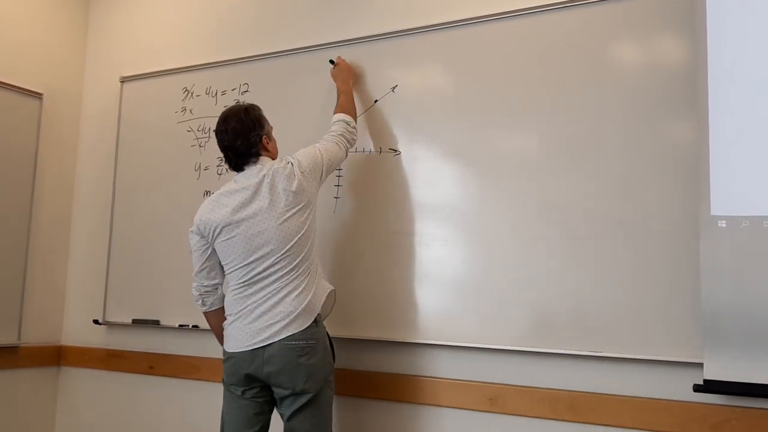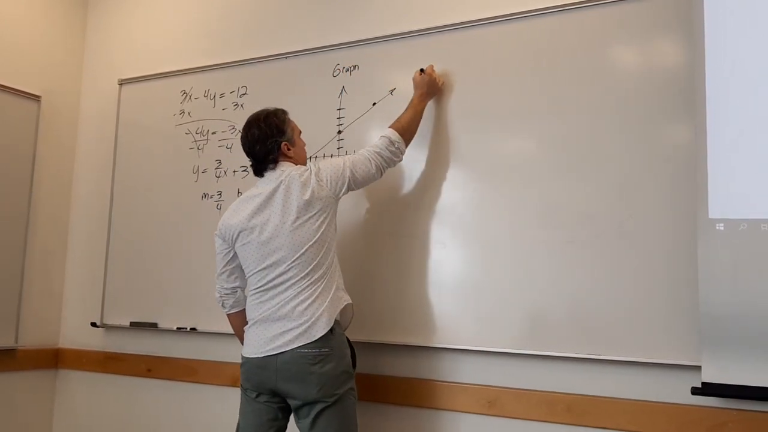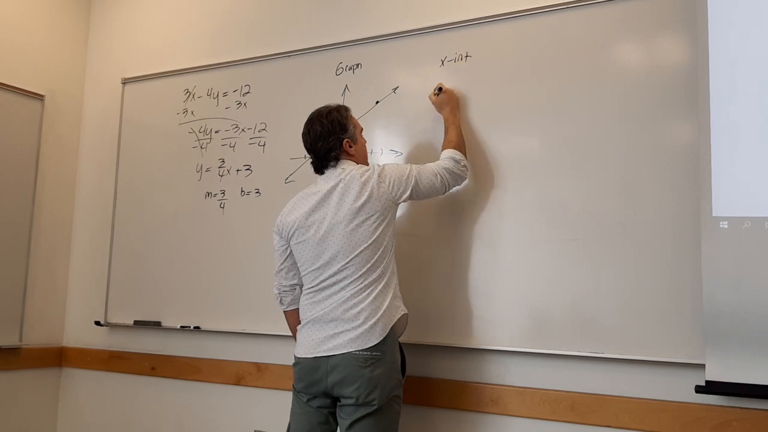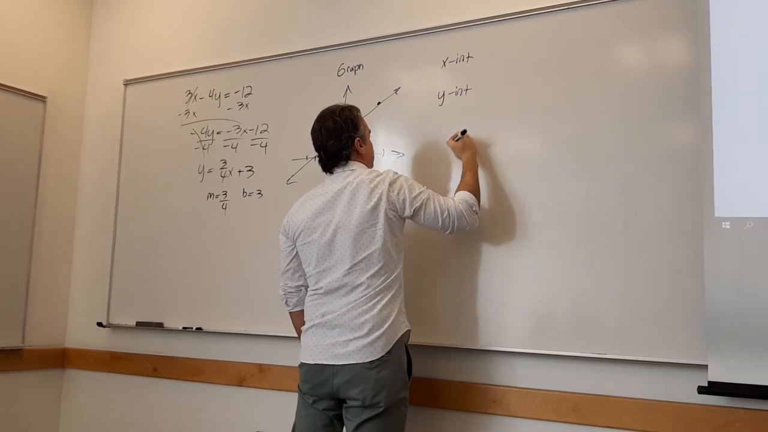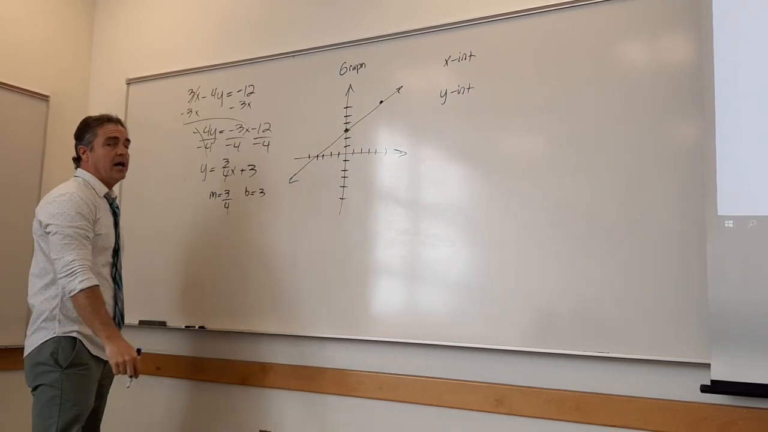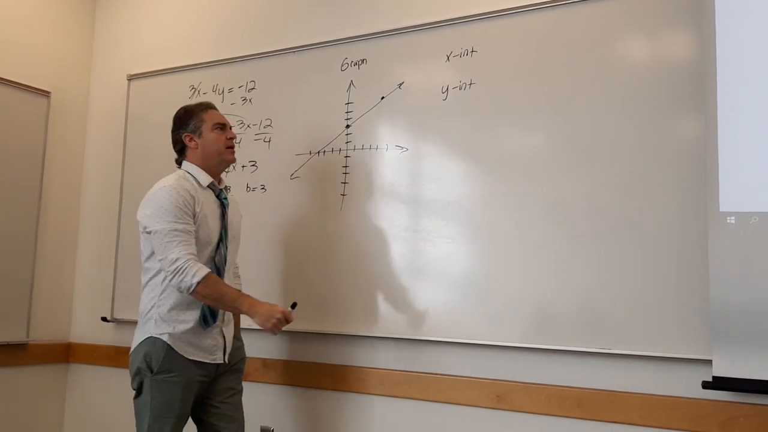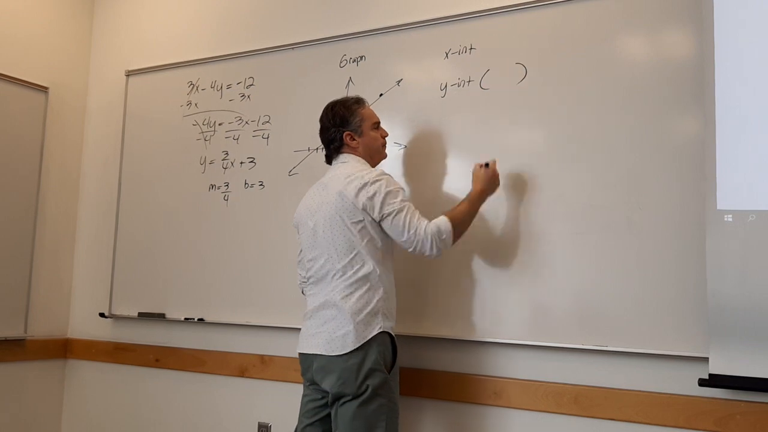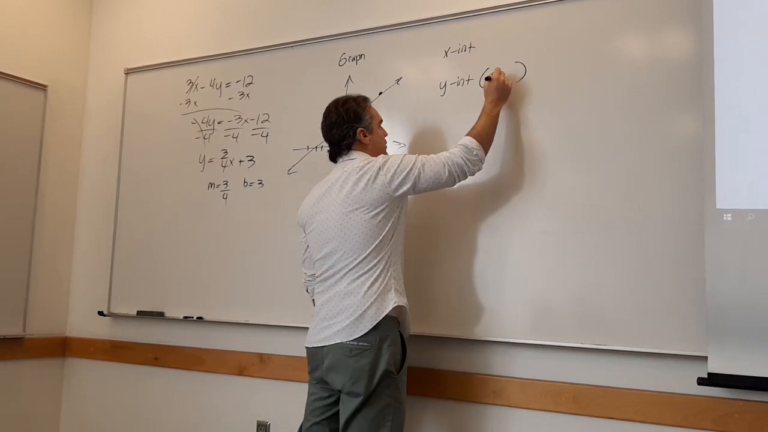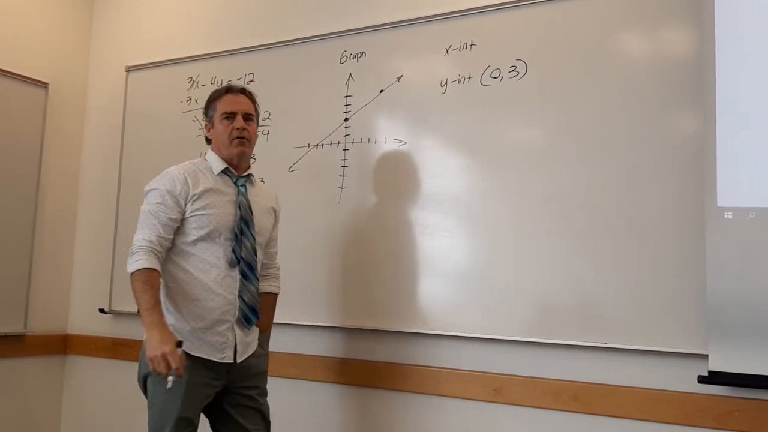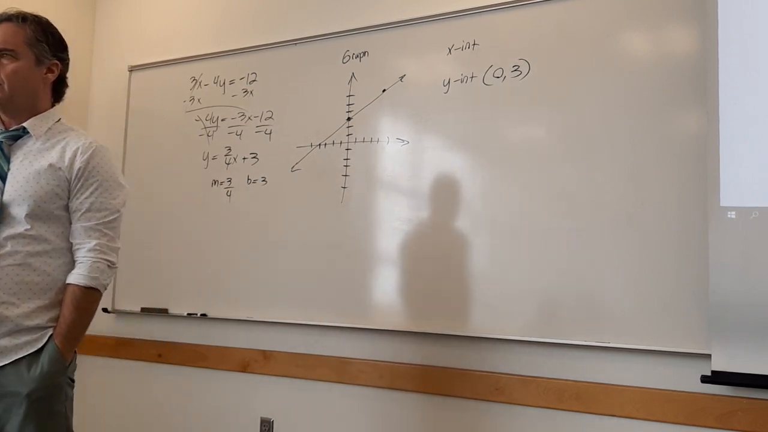Okay, so here's the graph. All right, so we want to know what the x-intercept is, and we want to know what the y-intercept is. Well, we know what the y-intercept is because it's b. y equals mx plus b. So what's my y-intercept? Give it to me as an ordered pair. 0, 3. Do not say 3, 0, or you'll get it wrong on the test. It's 0, 3. Okay? It's really important.